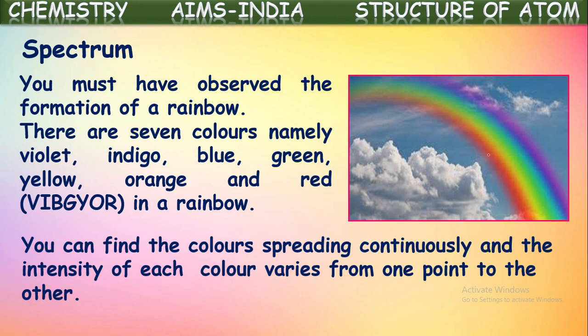You can find the colors spreading continuously and the intensity of each color varies from one point to another point. See here, the intensity of a color will be varying from one point to another point. Suppose if you see this yellow color itself, here the intensity of yellow color is somewhat less, but here the intensity is somewhat greater, and it is somewhat less here again. It means the intensity of each color varies from point to point, and all these colors spread continuously one after another.